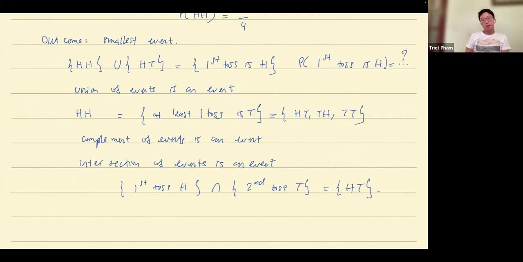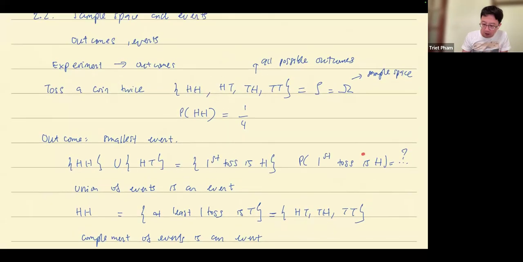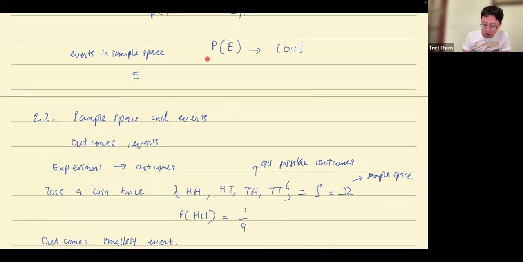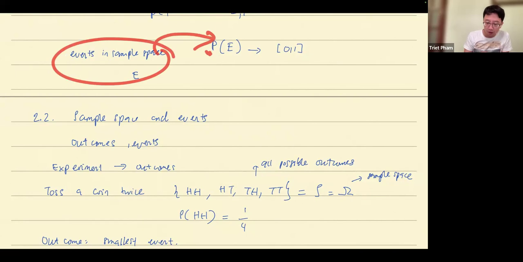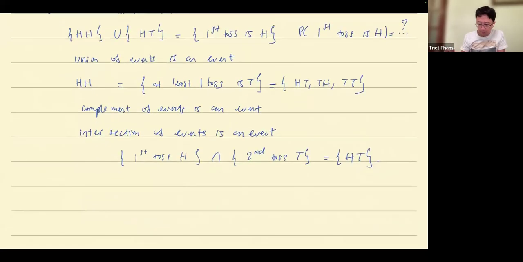Now again, events or outcomes are objects that are legal to talk about the probability of. In other words, events is the domain of the probability operator. We can only apply probability to an event.